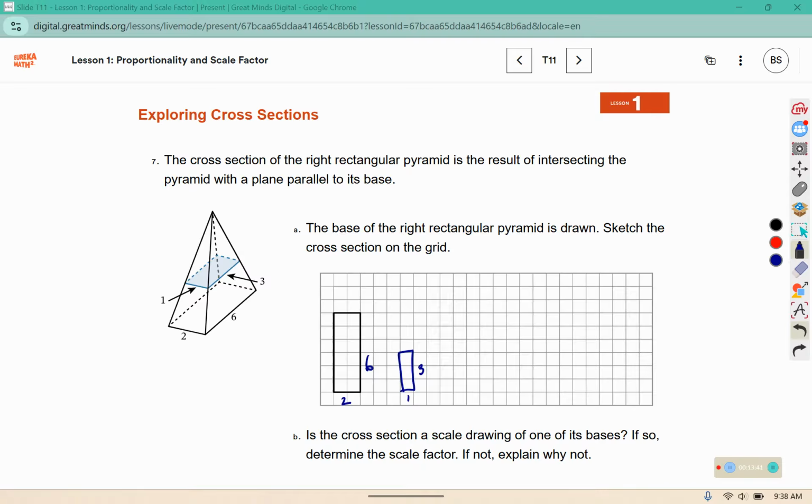Is the cross-section a scale drawing? If so, determine the scale factor. The new length is 3. The original was 6, which reduces to 1/2. This side was 1, and it is paired up with the side length of 2. 1 divided by 2 is also 1/2. So yes, this is a scale drawing, and the scale factor is 1/2.